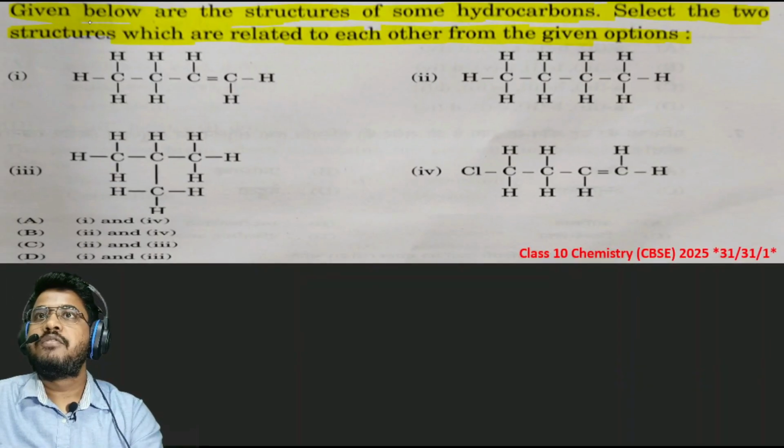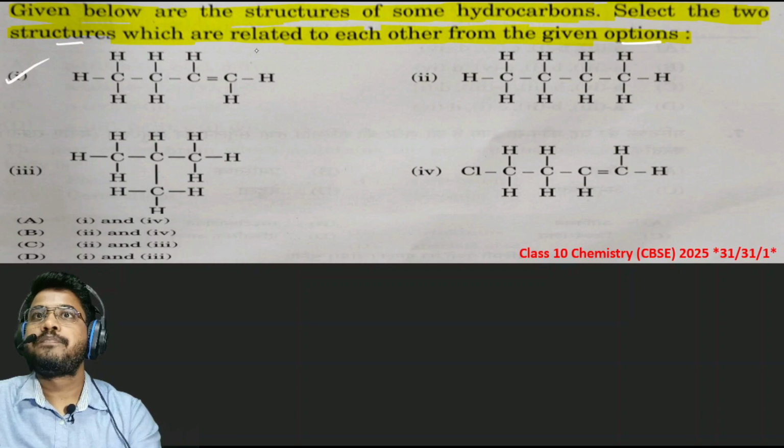This is a frequently asked question in examination. So understanding this type of question is very crucial. It says, given below are the structures of some hydrocarbons. Select two structures which are related to each other from the given options.